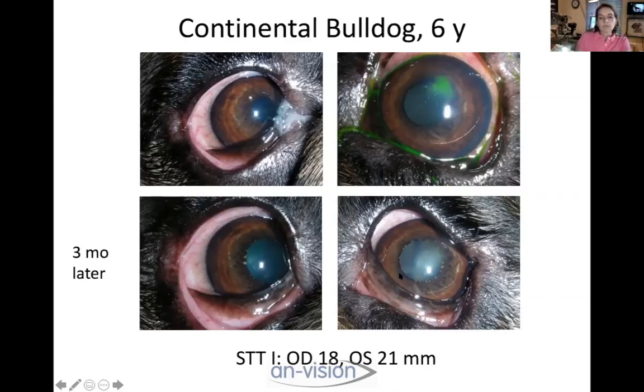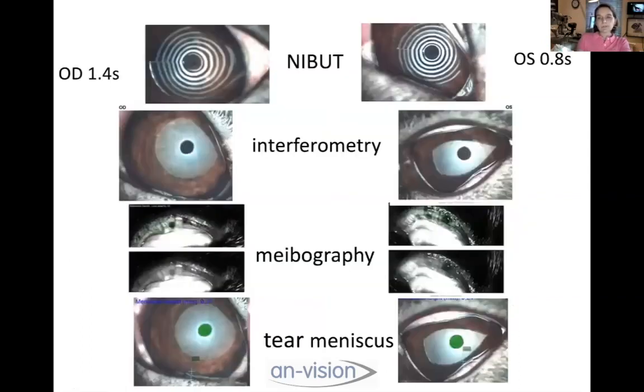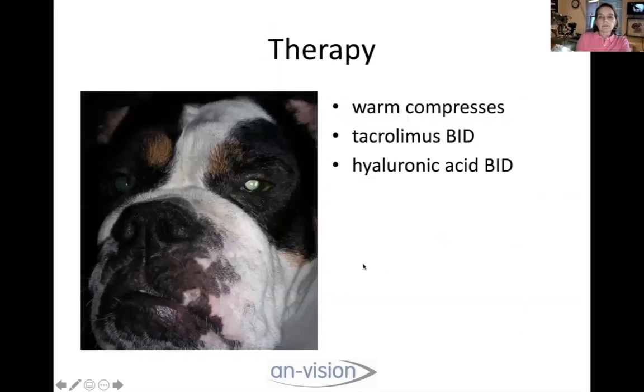And the Schirmer tear test 1 was 18 in the right eye and 21 in the left. And then if we look at the breakup time, it's really, really short, 1.4 seconds in the right eye and 0.8 seconds in the left. That's like, it's gone. And the interferometry showed a bad image. Meibography showed blocked ducts. And we put on warm compresses again. We used tacrolimus, hyaluronic acid, the cornea cleared. The scar and the infiltration went away and the problems resolved.